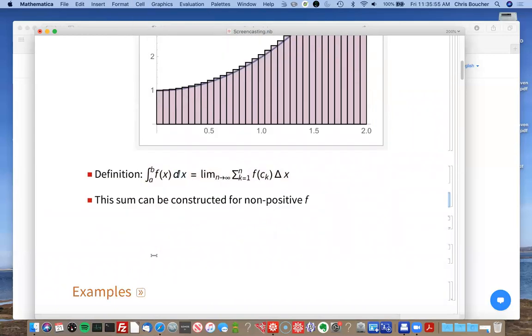And the first thing that we should notice is that when building this Riemann sum, we actually don't care whether the function is positive or not. We can make a partition, we can compute delta x, we can pick the evaluation points, and we can plug them into the function whether the function is positive or not. So here's what that looks like for a function that's not positive.